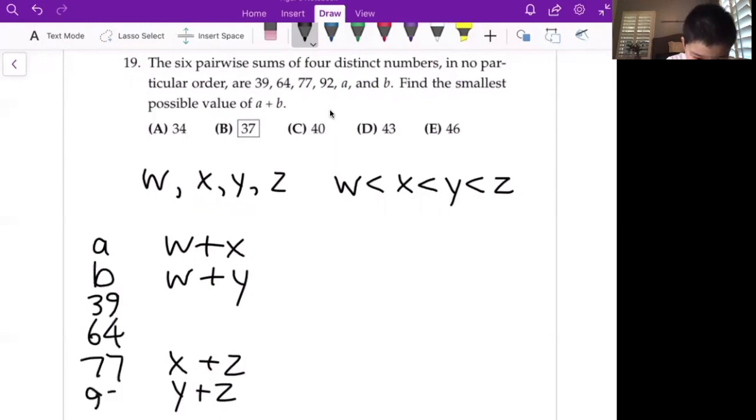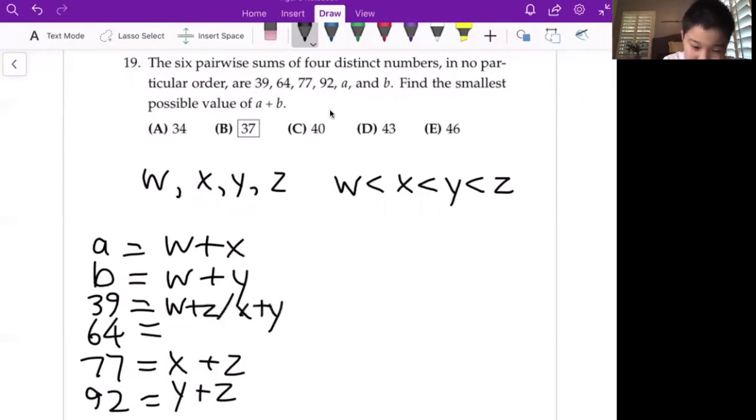77 and then 92. So we have these equations. But what are 39 and 64 equal to? Well, they're either equal to X, W plus Z, or X plus Y. And then this is either X plus Y or W plus Z, but it has to be different from 39. So how do we find A plus B? So let's find A and then find B.